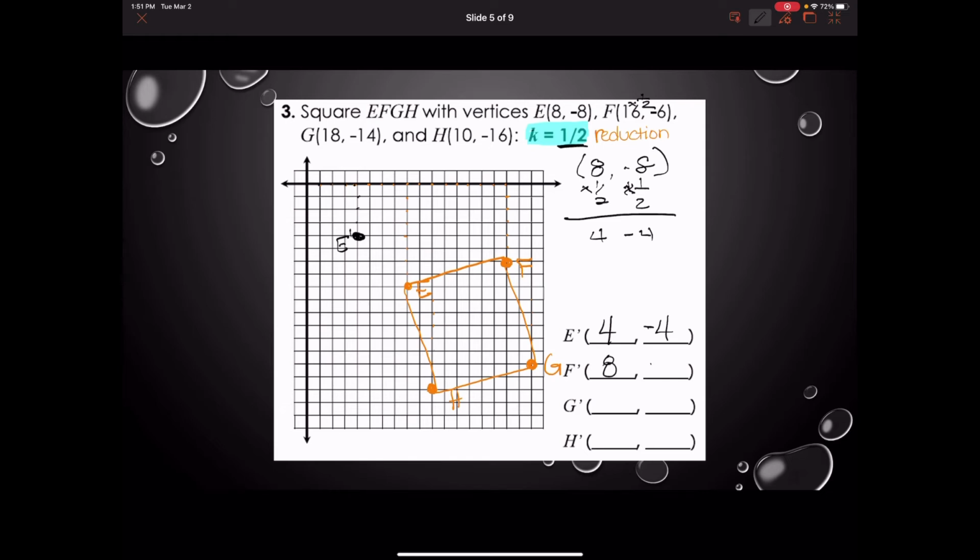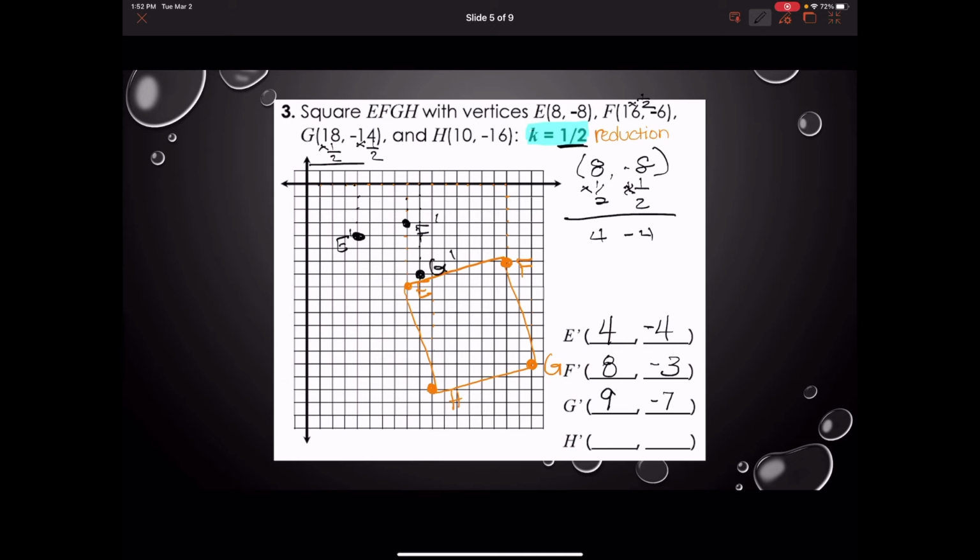-6 times 1/2 is -3. So I go right 8, down 3. 1, 2, 3. And I keep going. 18 times 1/2 is 9. -14 times 1/2 is -7. So I go 9, 1, 2, 3, 4, 5, 6, 7.